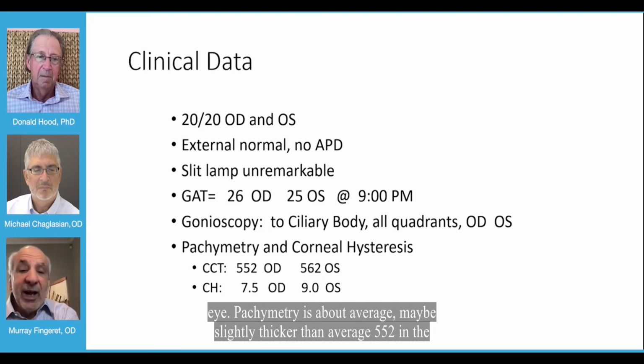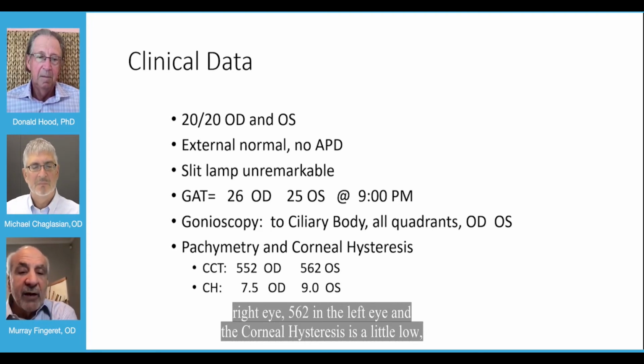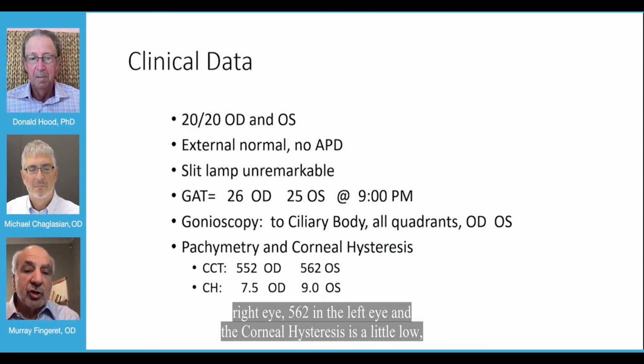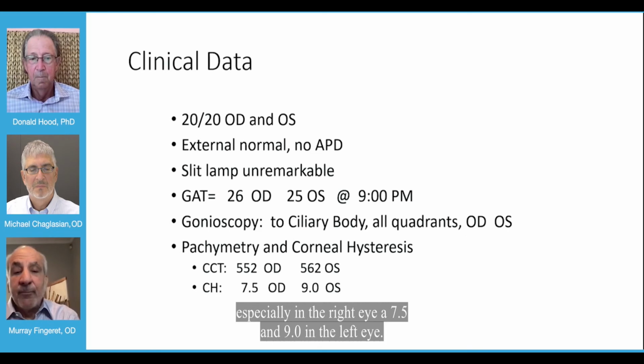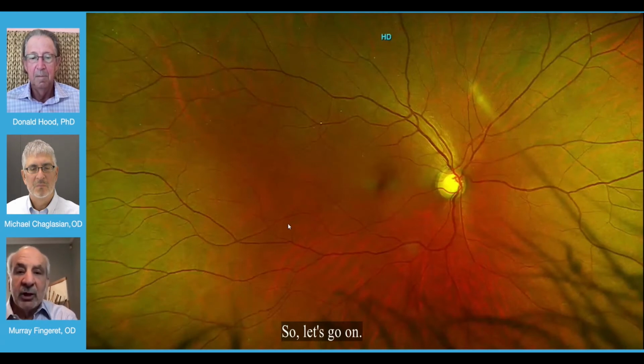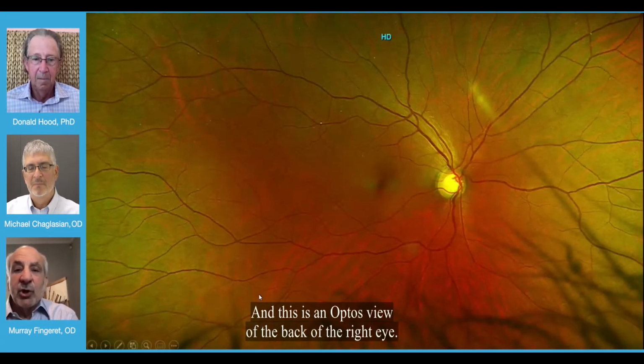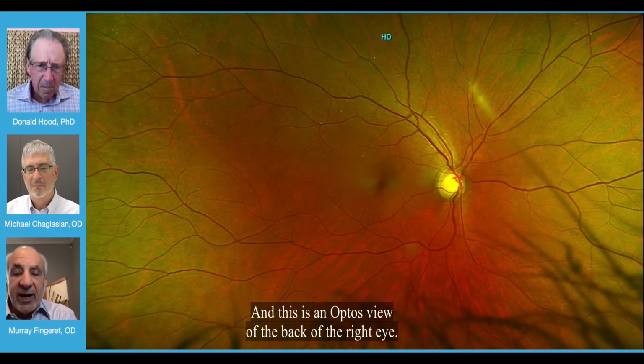Pachymetry is about average, maybe slightly thicker than average, 552 in the right eye, 562 in the left eye. And the corneal hysteresis is a little low, especially in the right eye, 7.5, 9.0 in the left eye. So let's go on. And this is an Optos view of the back of the right eye.